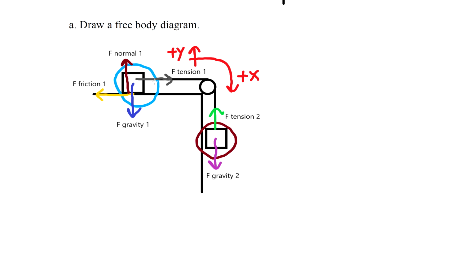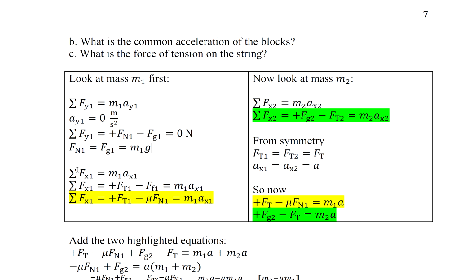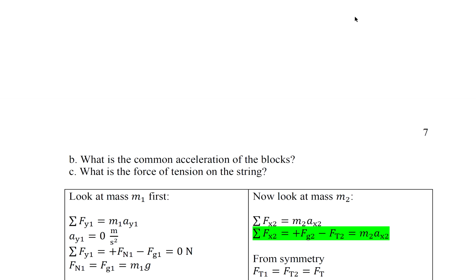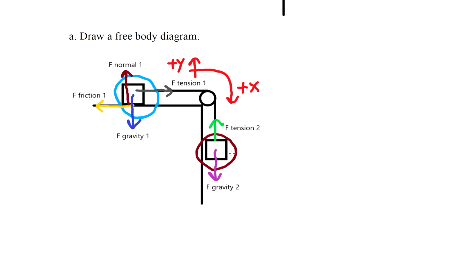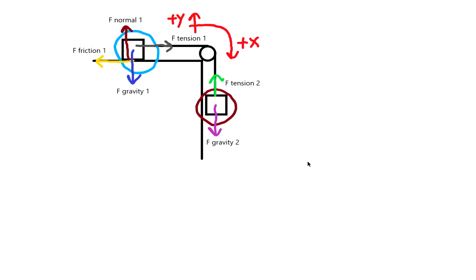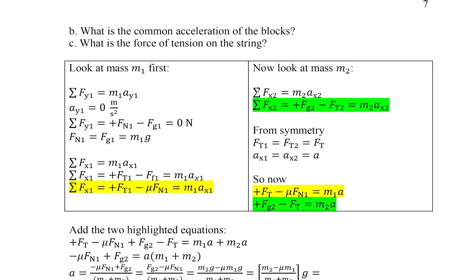On the x-axis, we have plus force of tension minus force of friction for mass 1. So that's what we have here. Now take a look at object 2. Sigma F sub x equals m a sub x. We have plus force of gravity minus force of tension. So we know force of tension 1 equals force of tension 2. We'll call that force tension. We know a sub x1 equals a sub x2, which is acceleration.